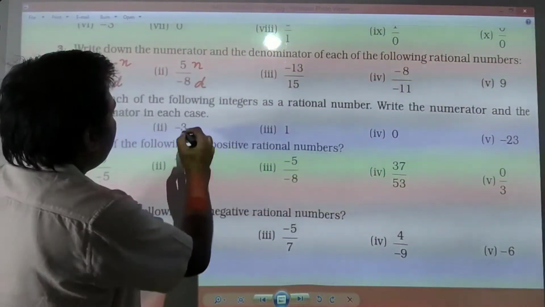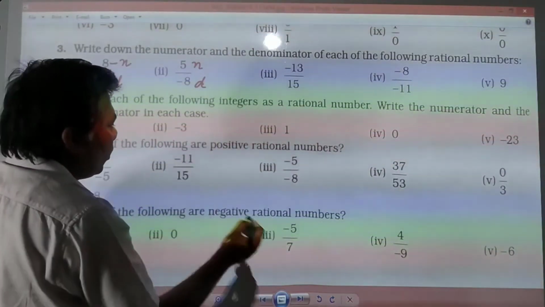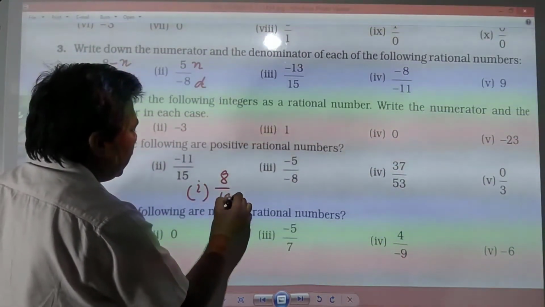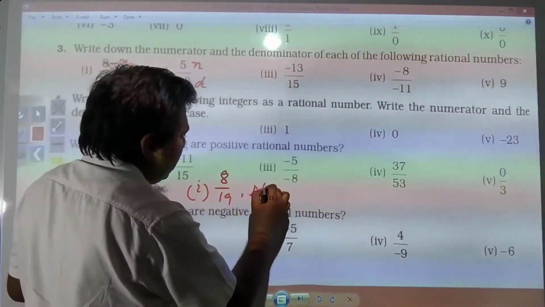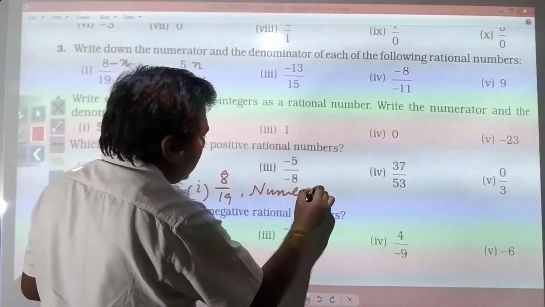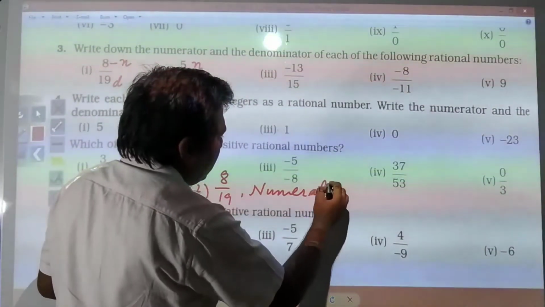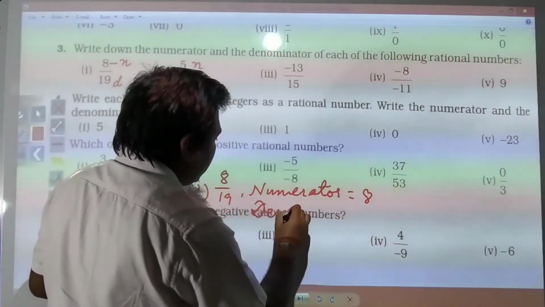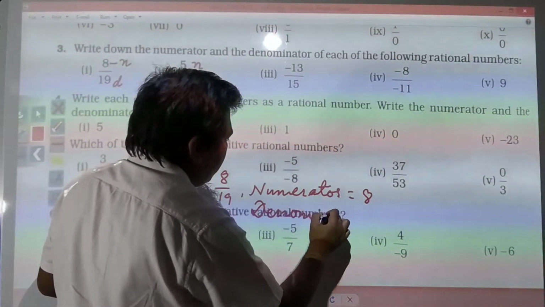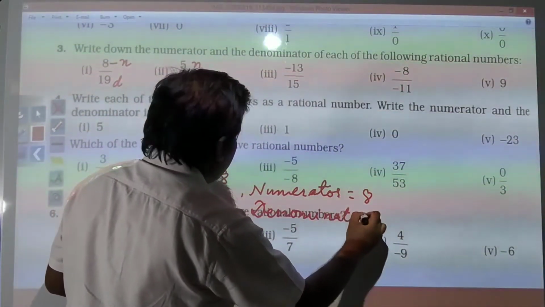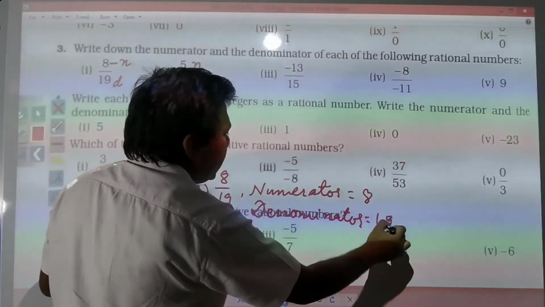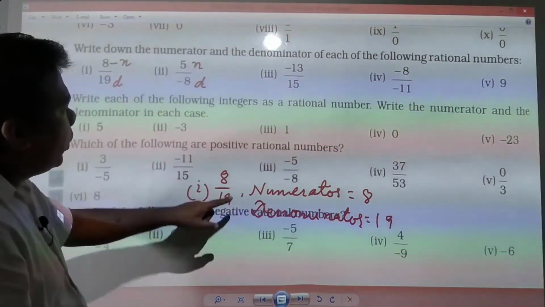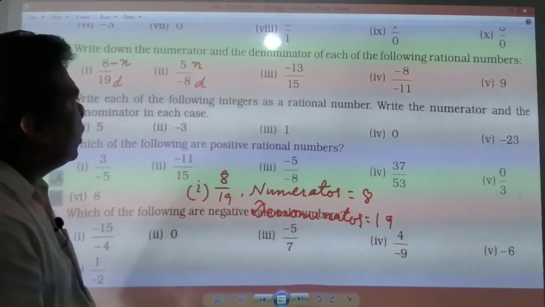So you will write in first question. How will you solve? Suppose first you have 8 by 19. So here you will write numerator is equal to 8 and denominator is equal to 19. In this way you need to write, but I am just denoting. You need to write in this way in proper order.